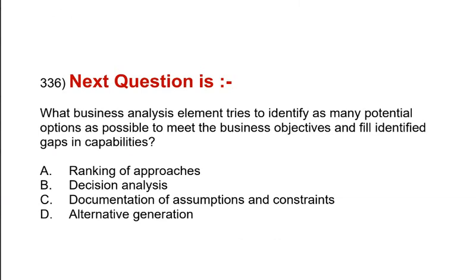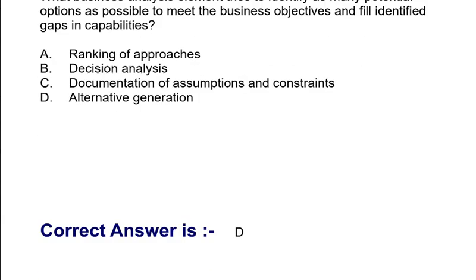Question is what business analysis element tries to identify as many potential options as possible to meet the business objectives and fill identified gaps in capabilities. Option A, ranking of approaches. Option B, decision analysis. Option C, documentation of assumptions and constraints. Option D, alternative generation. Correct answer is option D.